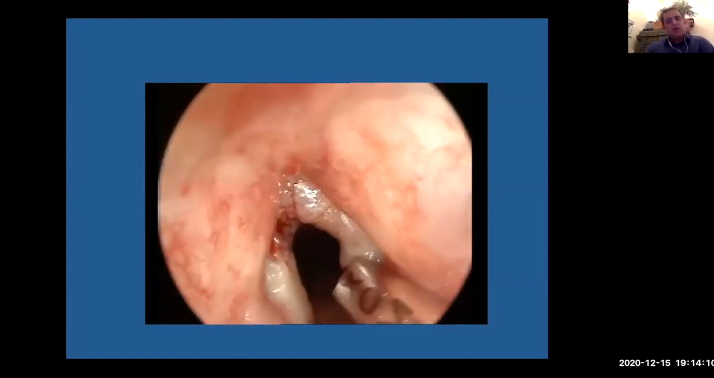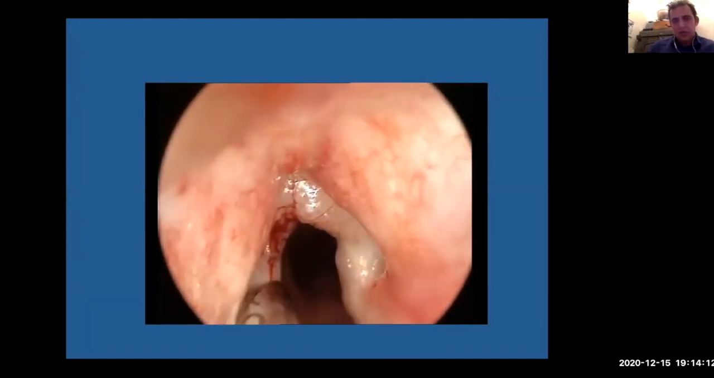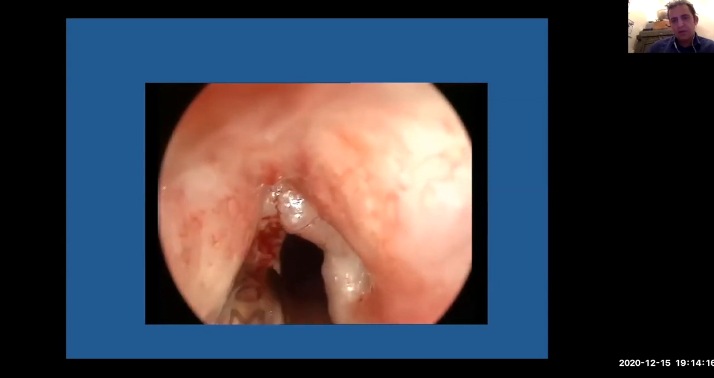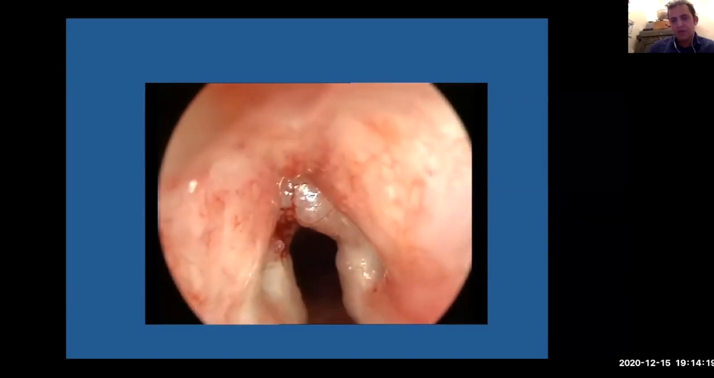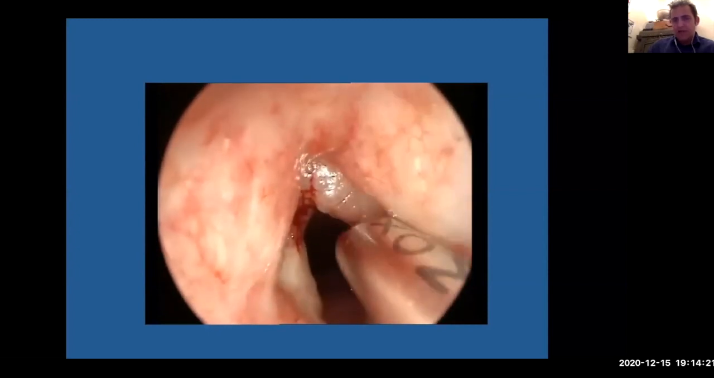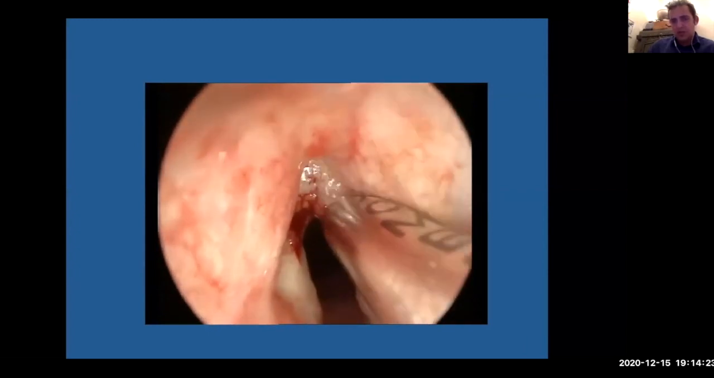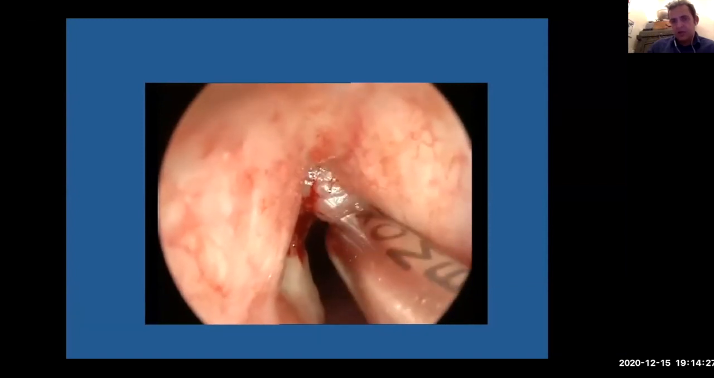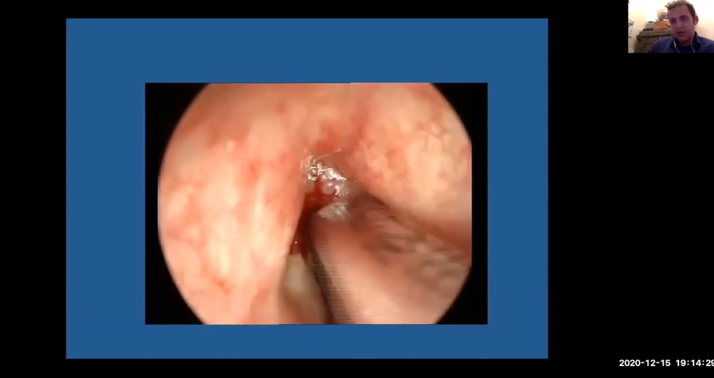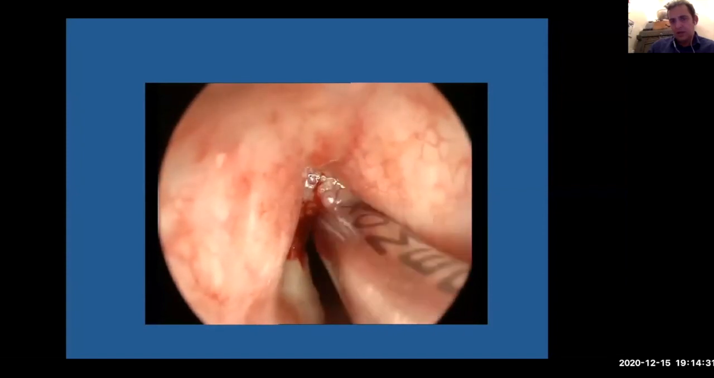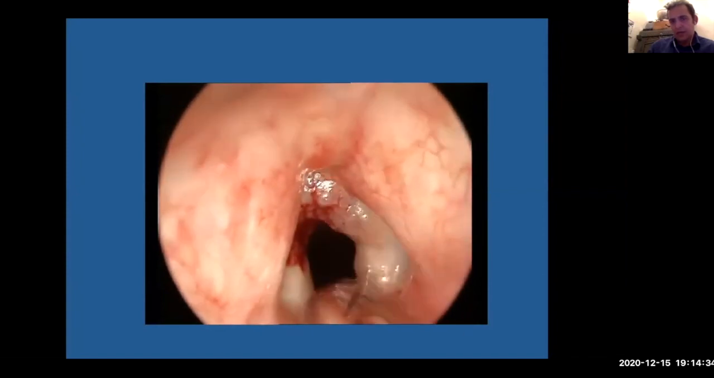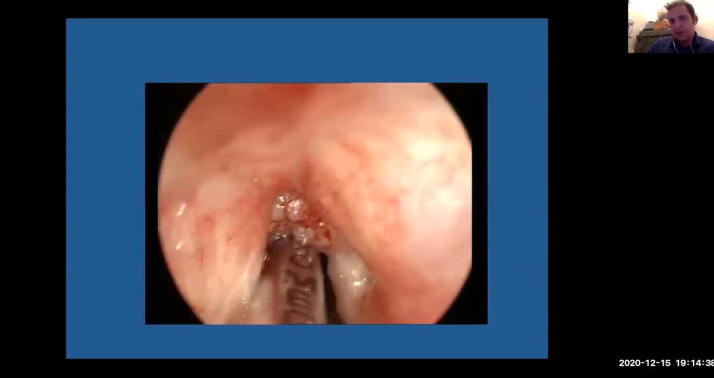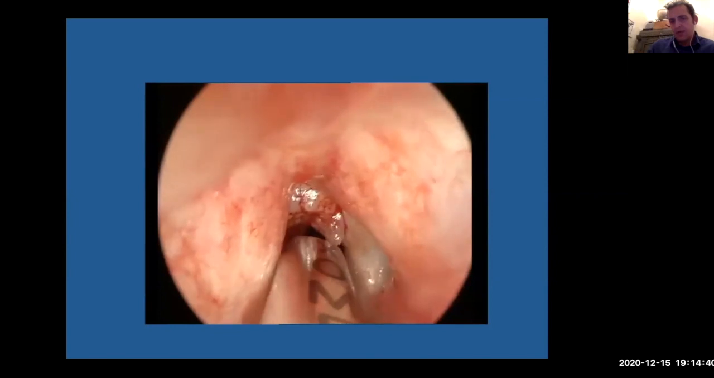This is a short video just to show how we tend to use microdebriders. We put it on a very low rotation, about 300 revs per minute, with suction fairly high. What you try to do is tease these pedunculated papillomas either out of the ventricle or off the vocal cord. As you engage them into the microdebrider blade, press the pedal gently and briefly, just to nibble bits of it away.